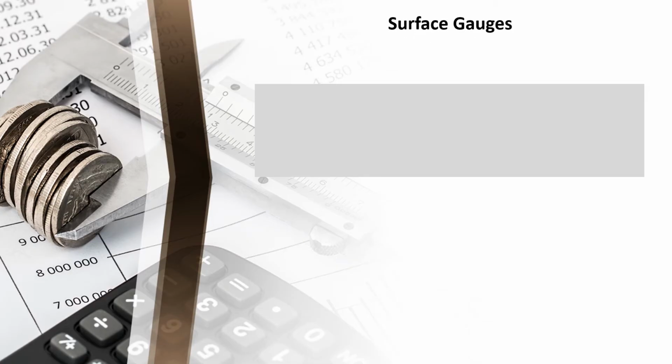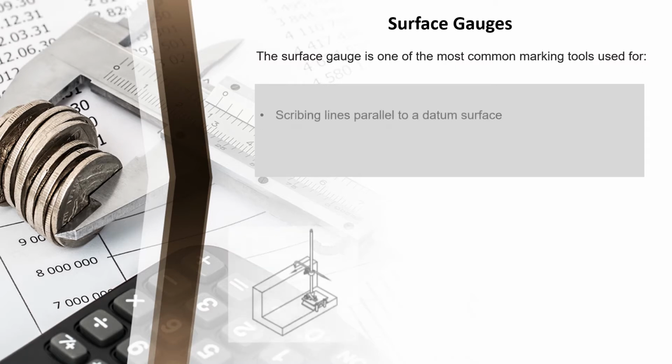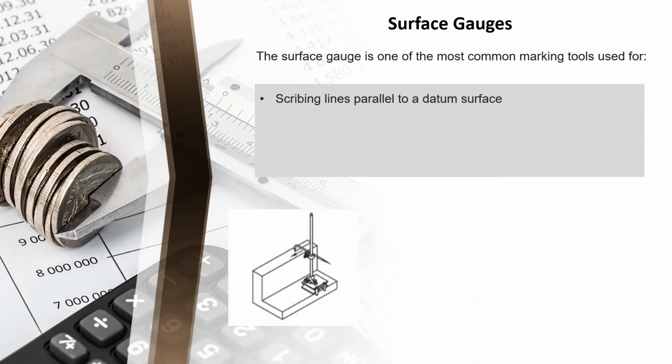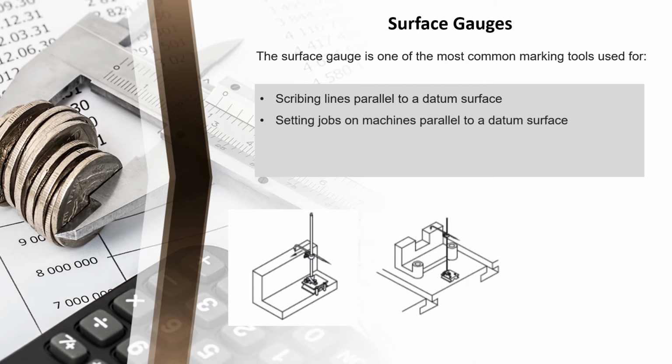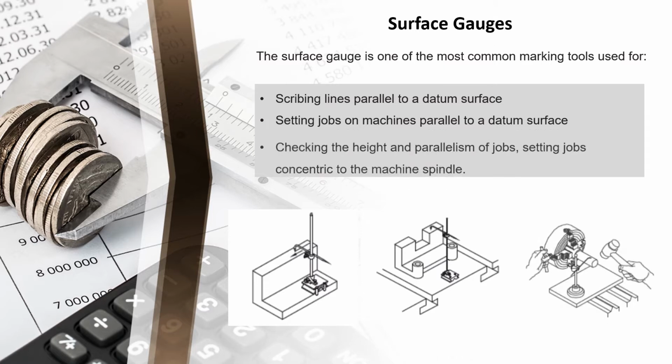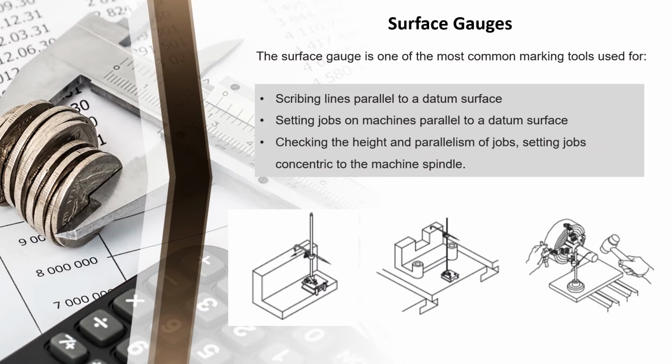Surface gauges. The surface gauge is one of the most common marking tools used for scribing lines parallel to a datum surface, setting jobs on machines parallel to a datum surface, checking the height and parallelism of jobs, setting jobs concentric to the machine spindle. Types of surface gauges. Surface gauges, scribing blocks, are of two types: fixed and universal.